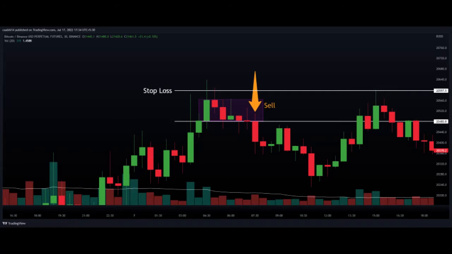Now, we will look for any candle that breaks the range of this box that we have created. When any candle breaks this box, we will take the trade in that direction. We will keep our stop loss above the box range, in case of short trades, and vice versa.